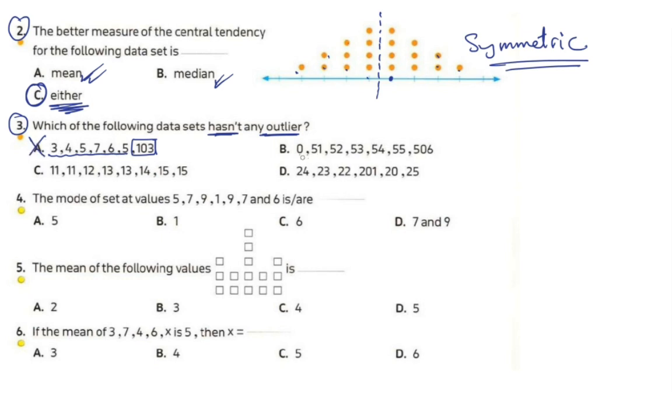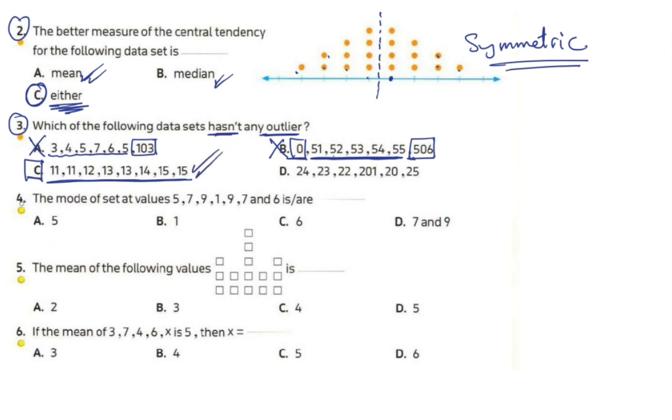Here we have 0, 51, 52, 53, 54, 50, and 506. All of these values are around 50, but we have 0 as an outlier, and also 506 is an outlier, so point B is false. Point C, 11, 11, 12, 13, 13, 14, 15, 15. Look here, there is no outlier. All of these values as a group are close to each other. So the correct answer will be point C.